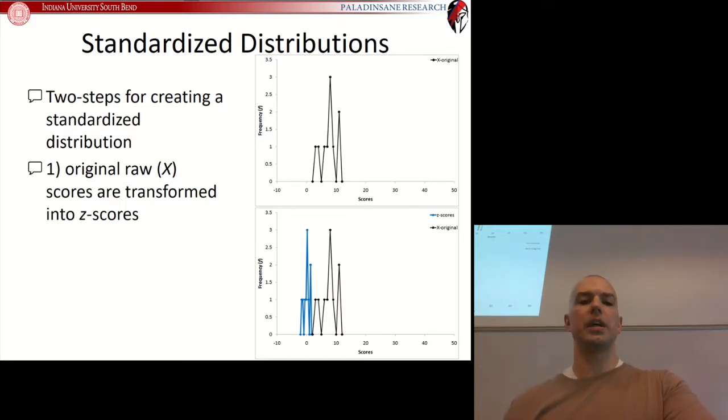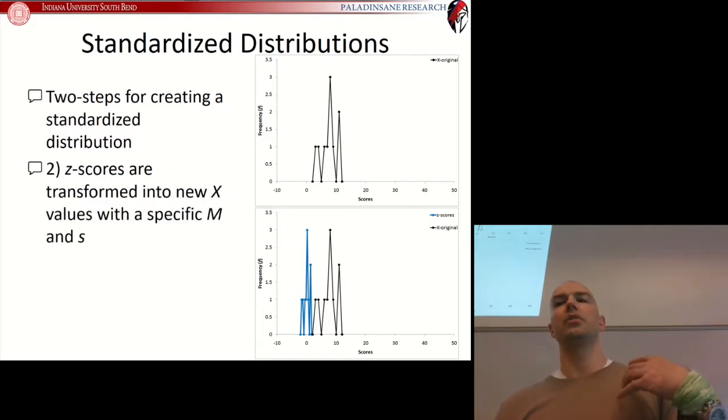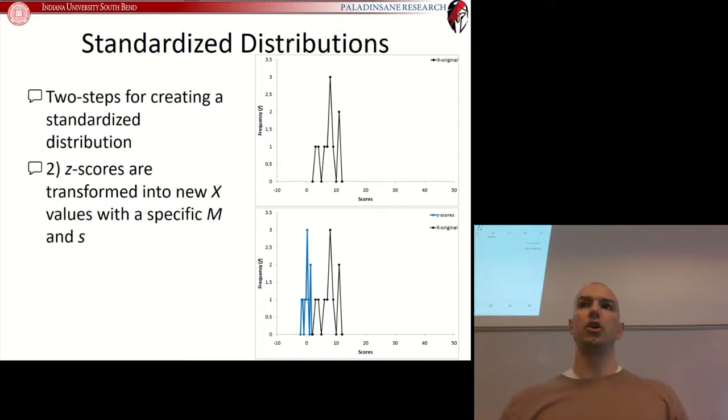Step two, you then take those z-scores and you transform them into new raw scores, new x values that you choose. And this is the crucial part: you choose the mean that you want and you choose the standard deviation that you want. You need to have that information before you can do a standardized score. So either you choose it, or your supervisor where you work chooses it, or you just base it on something else. But you need to have that new mean and that new standard deviation that you're going to transform your scores into.